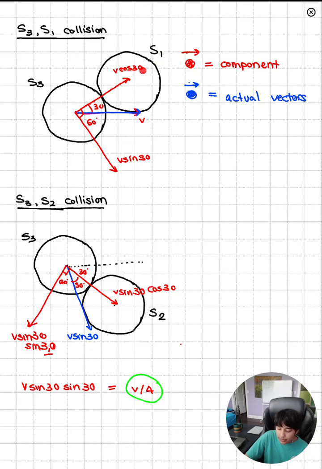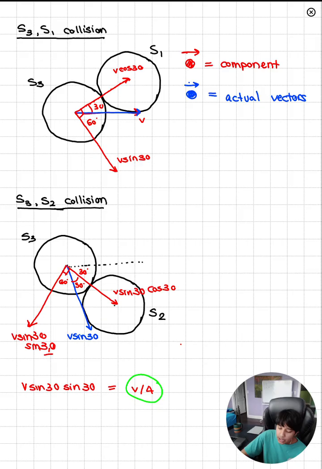So that means this entire v cosine 30 component, its velocity will be completely given to S1. So now we don't have that component anymore. And the only thing we're left with is this v sine 30 component in the 60-degree direction from the horizontal. This is what we're going with to see our other disk, which is S2. So let's look at our diagram here. Our v sine 30 component is going at a 60-degree angle, as seen here.